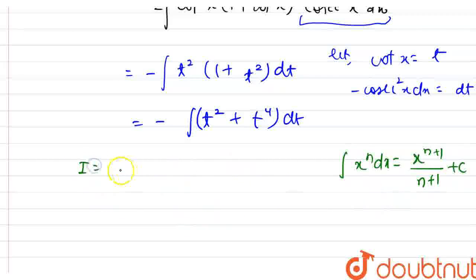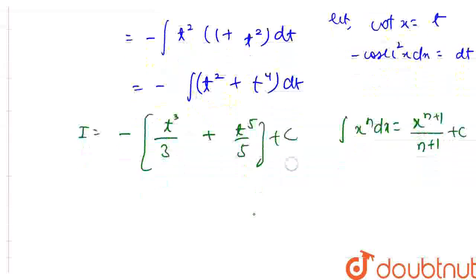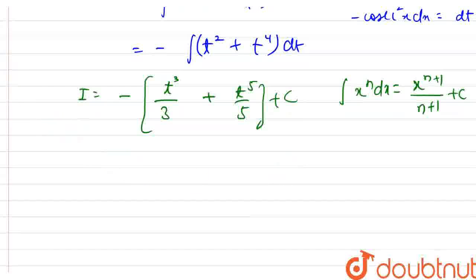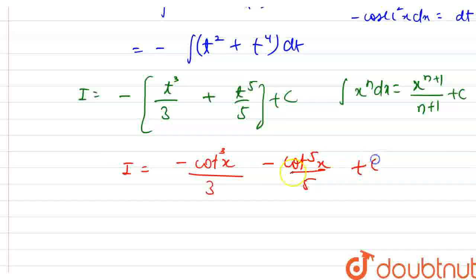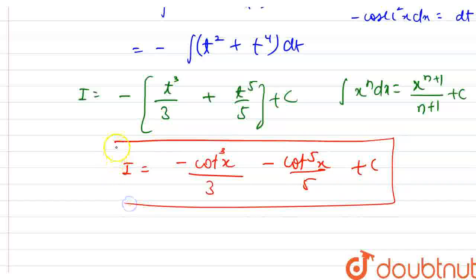So I can write my integration equals minus of t raised to the power 3 over 3, because 2 plus 1 is 3, plus t raised to the power 5 over 5, because 4 plus 1 is 5, plus c as my integrating constant. Now from here I can write my final answer: I equals minus of, replacing t, which was cot x, cot cube x over 3 plus cot raised to the power 5 x over 5, plus c as my integrating constant. So this is the final answer for my first part.